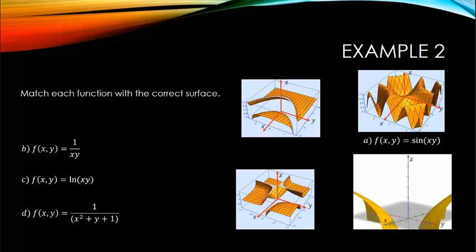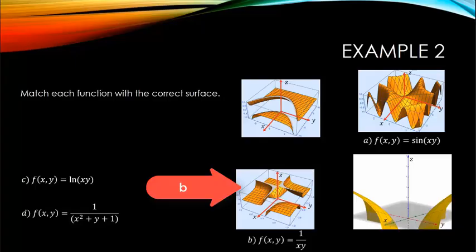This means I'm looking for a graph that has 4 distinct surface regions, 2 of which will be above the xy plane when the signs of x and y are both the same, and 2 of which will be below the xy plane when the signs of x and y are different. So my second function is going to be the graph with the 4 distinct pieces of the surface, 2 above the xy plane and 2 below the xy plane.